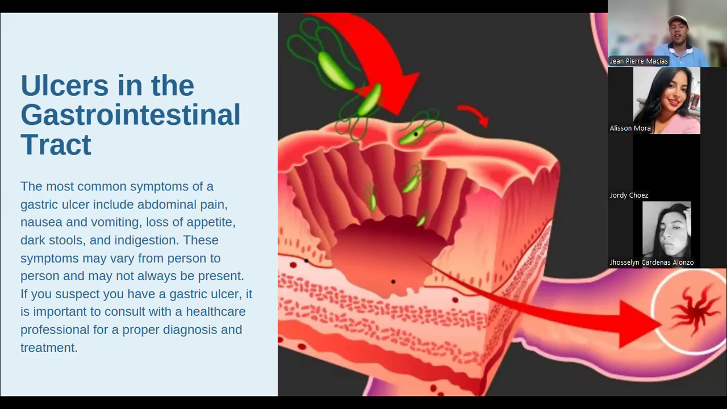In summary, gastric ulcers result from an imbalance between the aggressive factors, such as stomach acid and H. pylori, and the protective factors, such as mucus and prostaglandins. When the aggressive factors outweigh the protective factors, ulceration can occur.